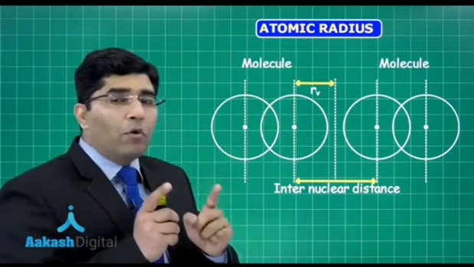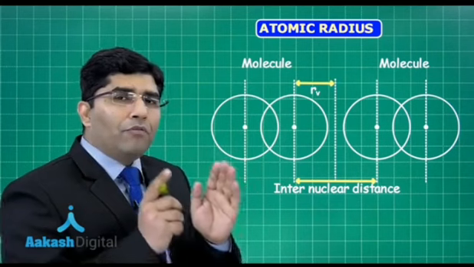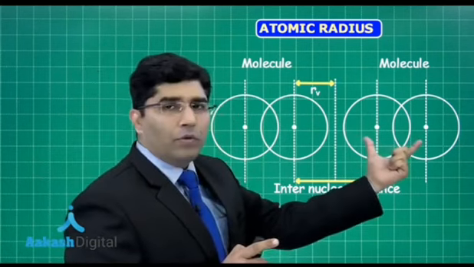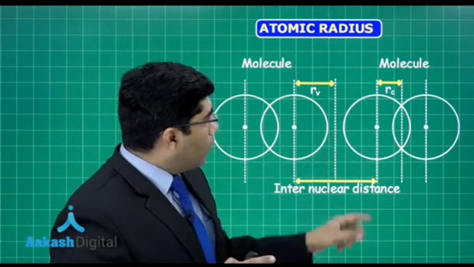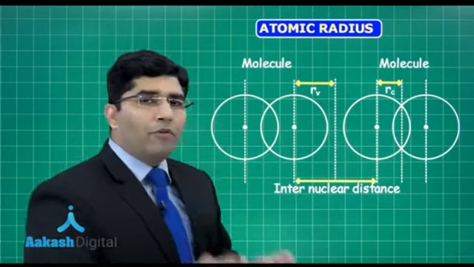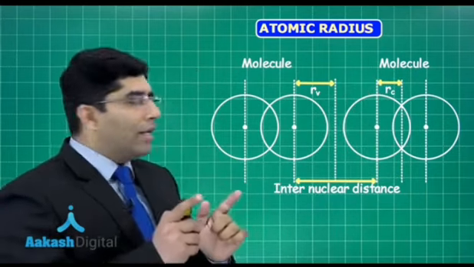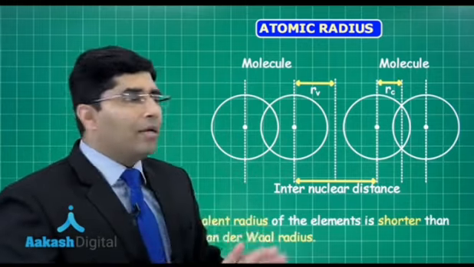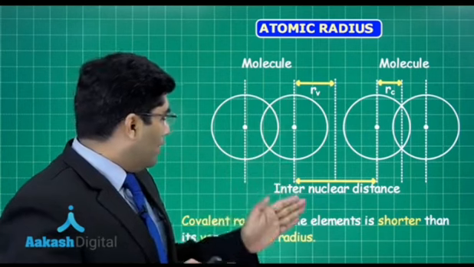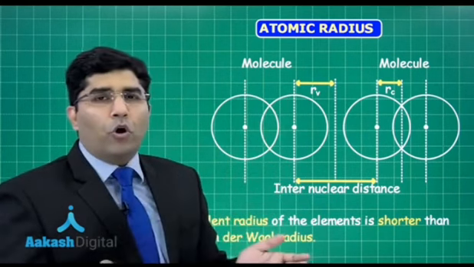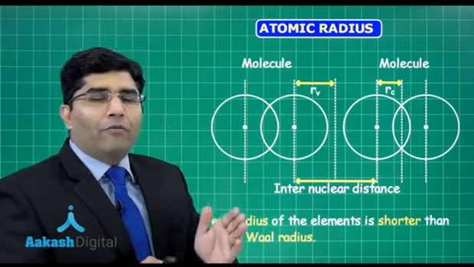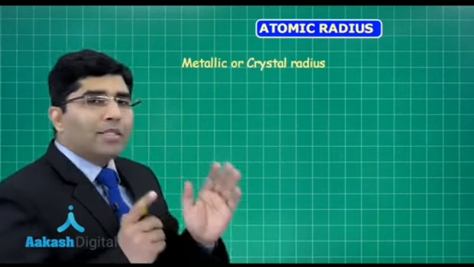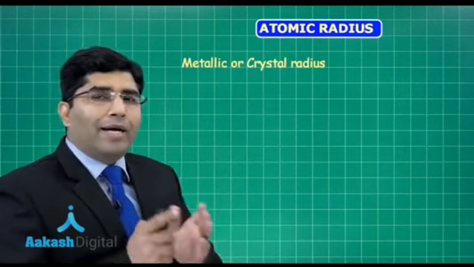And one more thing I want to tell you, if we find the covalent radius of this molecule, the second one, the covalent radius will be this, and we can say that in general the van der Waals radius will always be bigger than the covalent radius, or the covalent radius will be shorter than the van der Waals radius, right? Now let's move on to the third one, that is metallic radius.